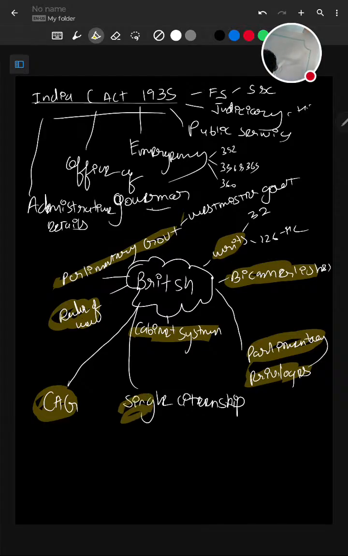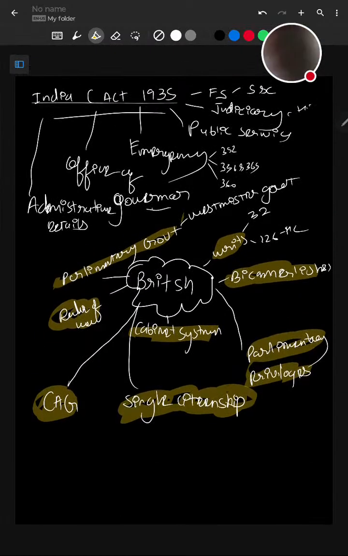This is also here. So from British, you need to remember cabinet system, rule of law, parliamentary privileges, bicameralism, writs, Controller and Auditor General, single citizenship, and parliamentary government. Yeah, and two house system, bicameralism, and all that.